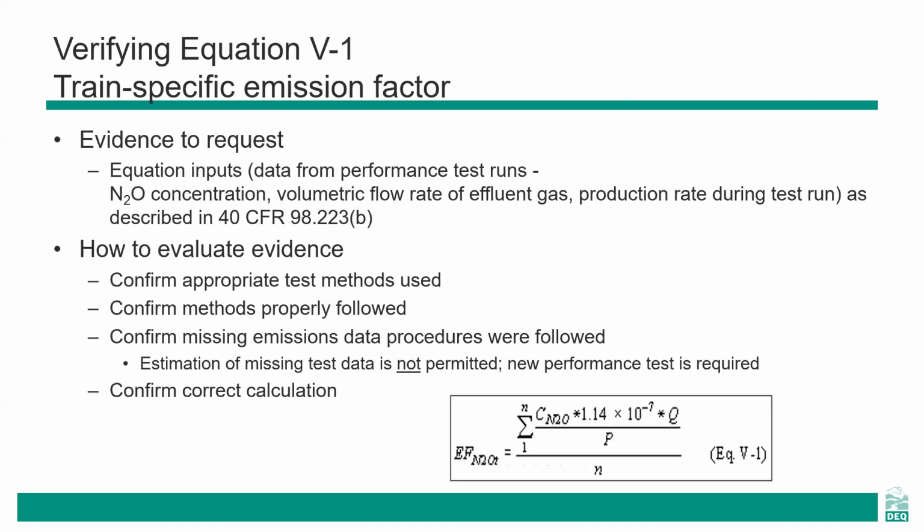Equation V1 is used to calculate an average site-specific emission factor for each nitric acid train and uses the results of the performance test described in 40 CFR 98.223(b) as the variables in the equation.